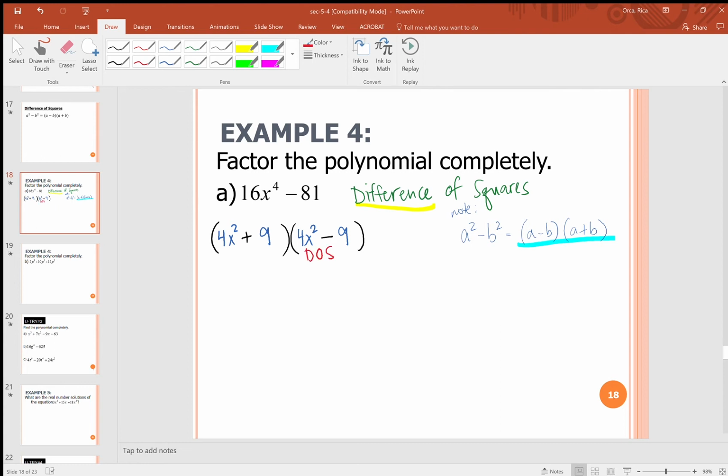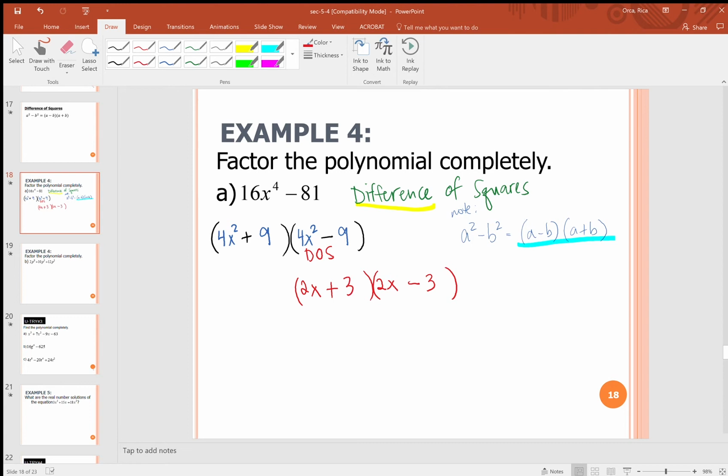So I went ahead and wrote DOS, which stands for difference of squares. 4 is a perfect square, and so is 9. So let's go ahead and use the difference of squares pattern to factor that out. Draw the parentheses, put the plus sign, and the minus sign. Now let's fill in the blanks. 2 times 2 is 4. X times x is x squared. And 3 times negative 3 is negative 9.